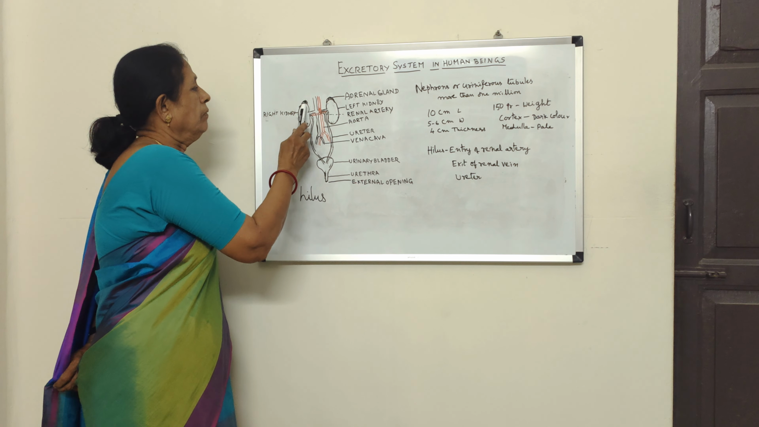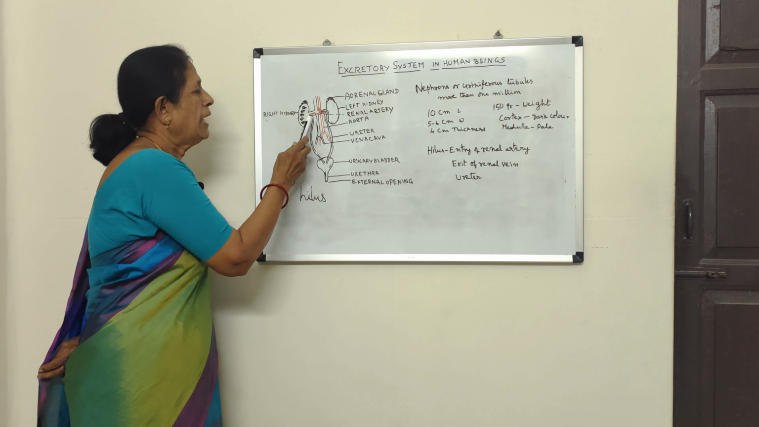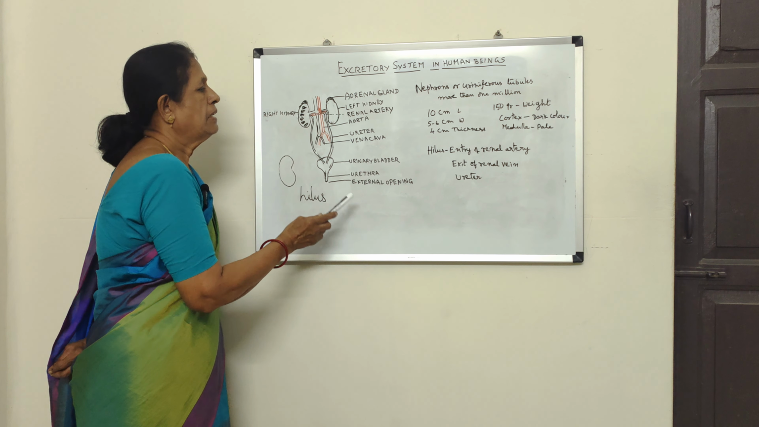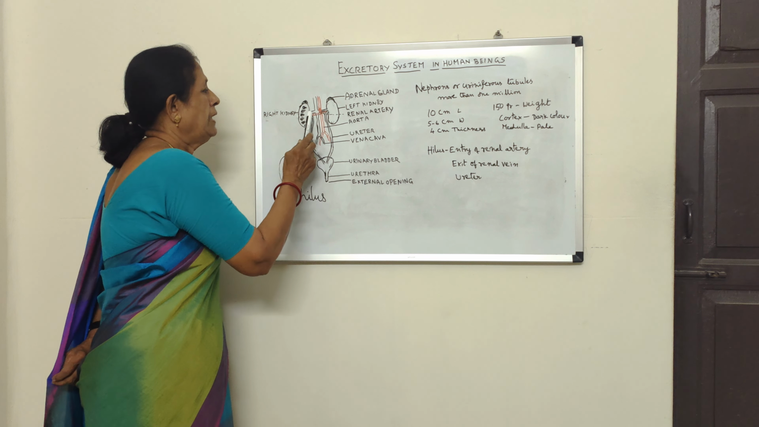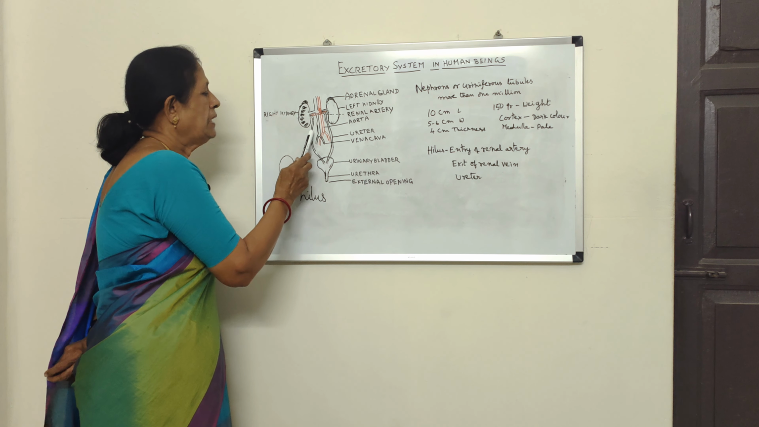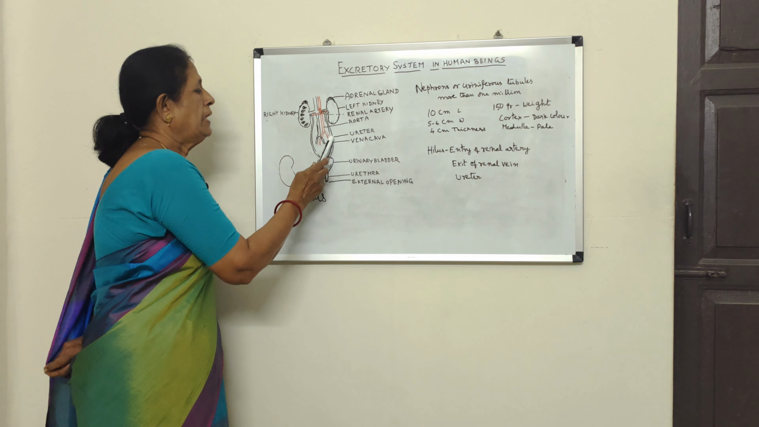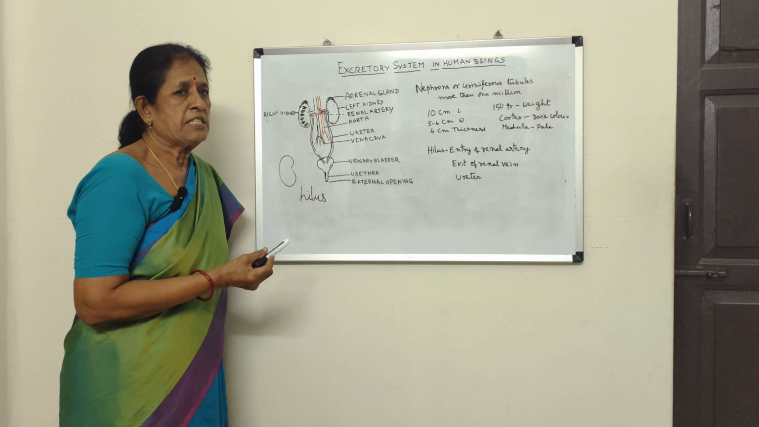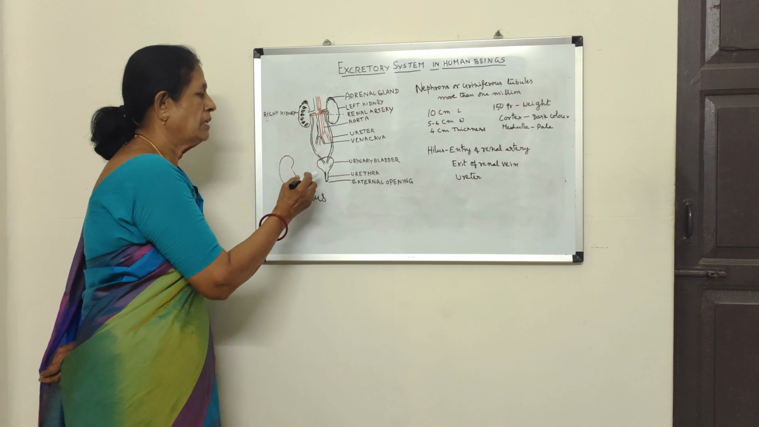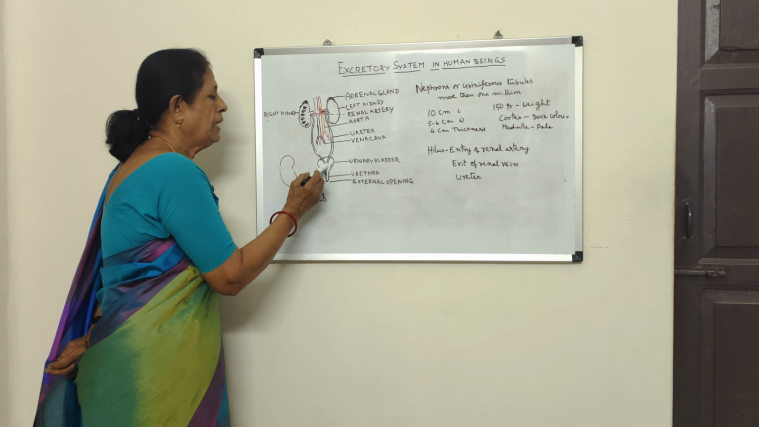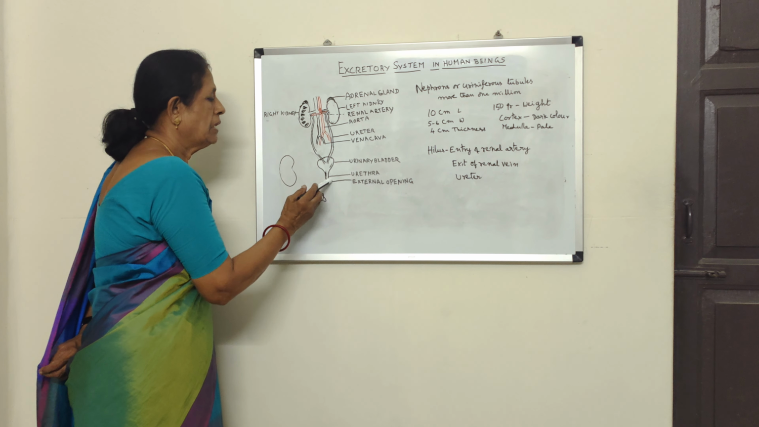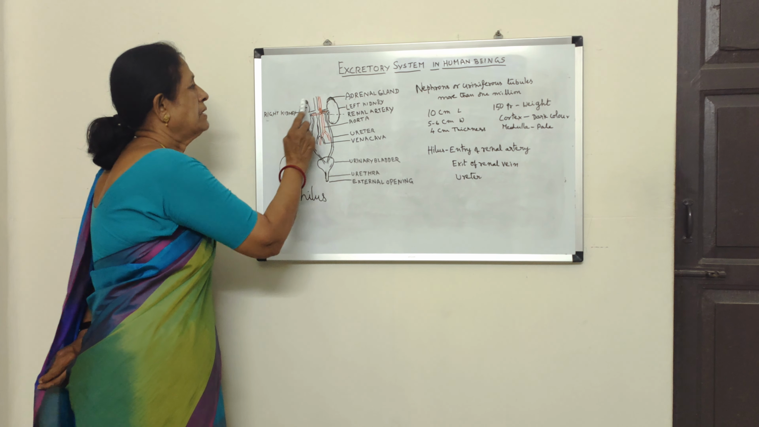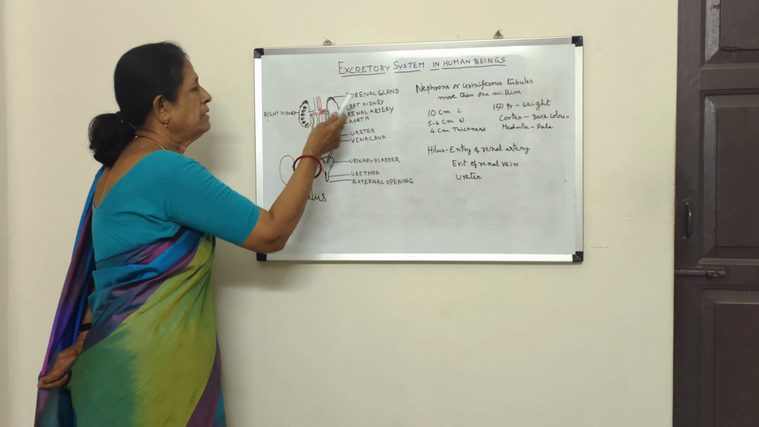In each kidney there is a hilus, a small fissure through which the renal artery enters and the renal vein exits. A tube-like structure called the ureter carries urine, and both ureters open into the urinary bladder, a sac-like structure which is extensible. That means it expands and stores urine temporarily, and then the urine passes through the urethra, which opens outside. So this is the excretory organ, that is the kidneys, and its structure.